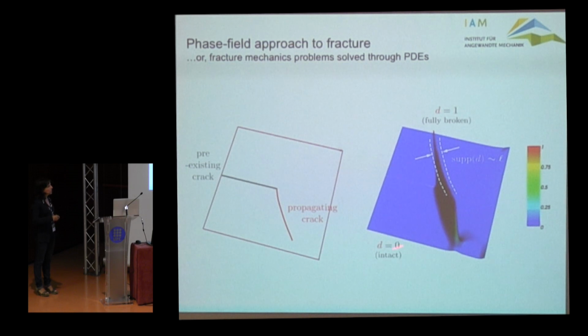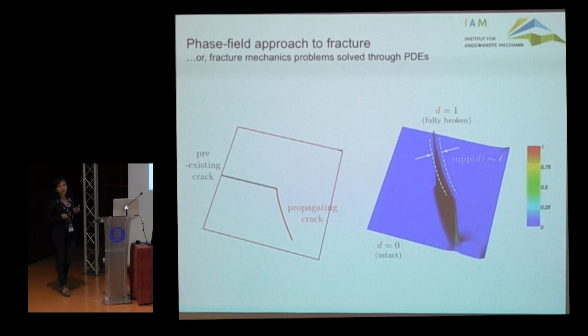And as you see, almost everywhere you have d equal to 0, but very close to the crack you will have a very steep variation of d, and the support of the phase field will have a characteristic width, in a sense, which is proportional to L, the length scale. So it's quite intuitive to understand. As L tends to 0, then you recover a discrete crack.